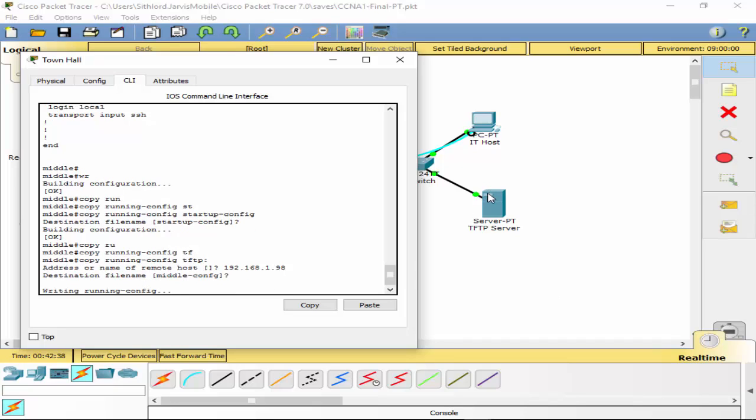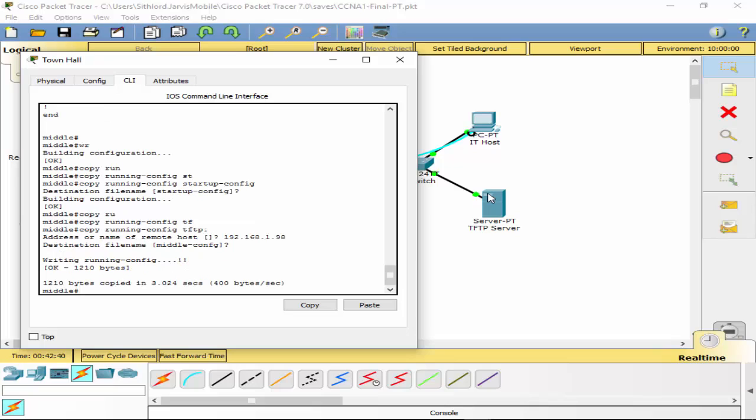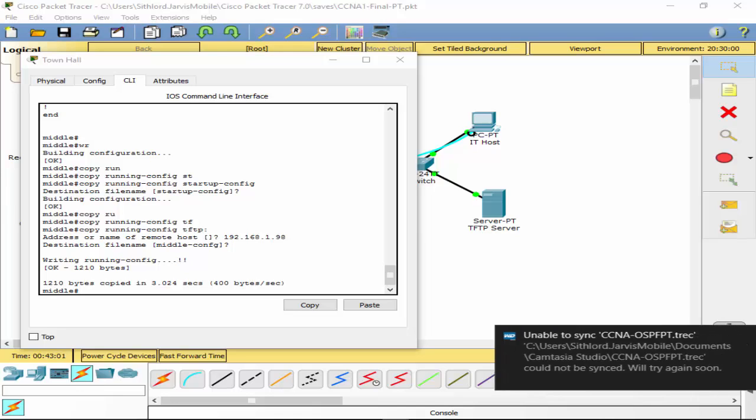Let's see if it works. We might have to configure TFTP on there. Nope, it worked. So it copied when we saw these exclamation points. It says copied in 3 seconds, 400 bytes. It's pretty slow actually. There we go. So that's the TFTP server. Use the default file name.